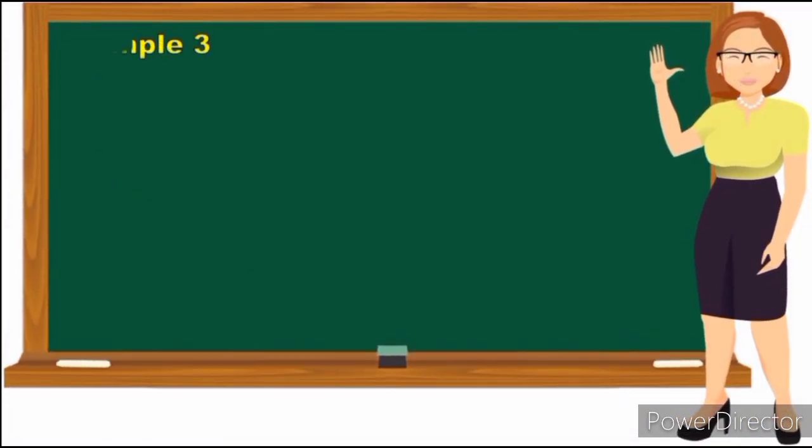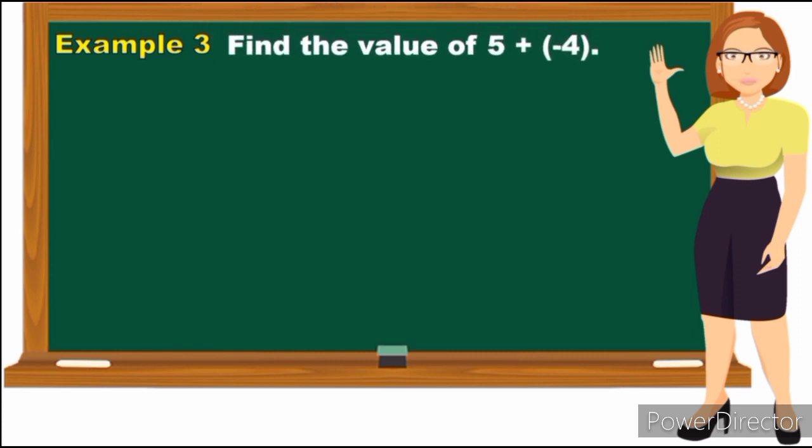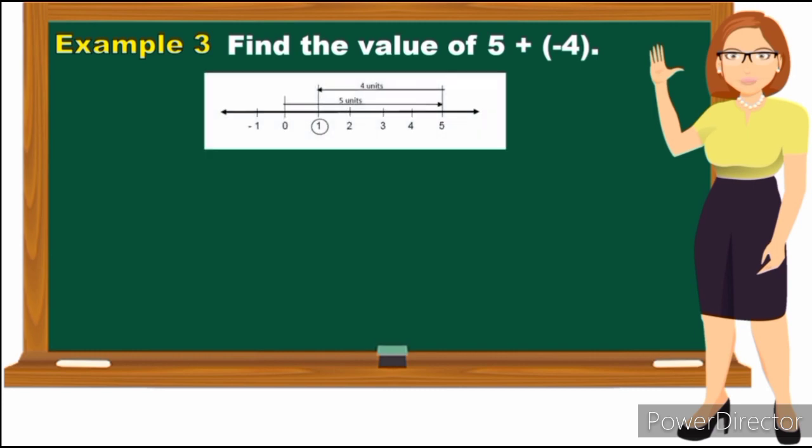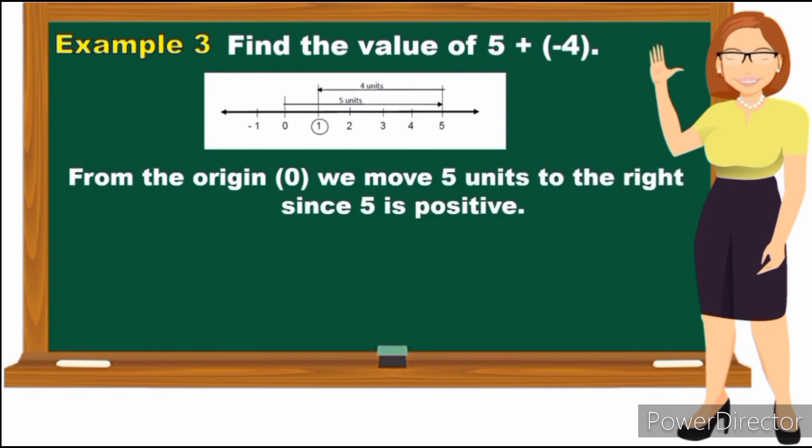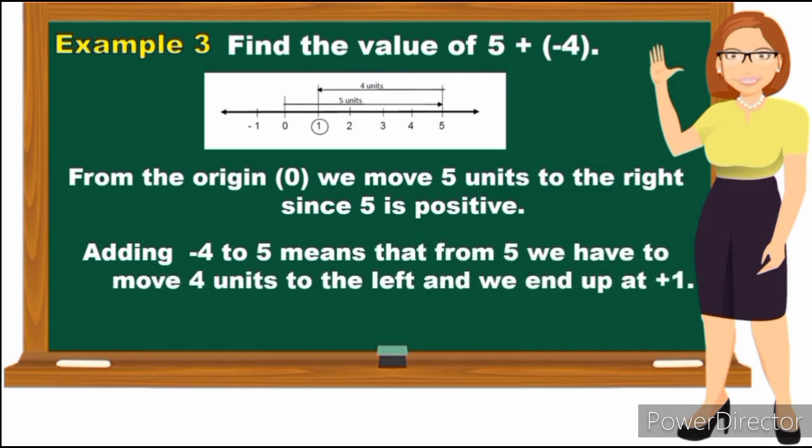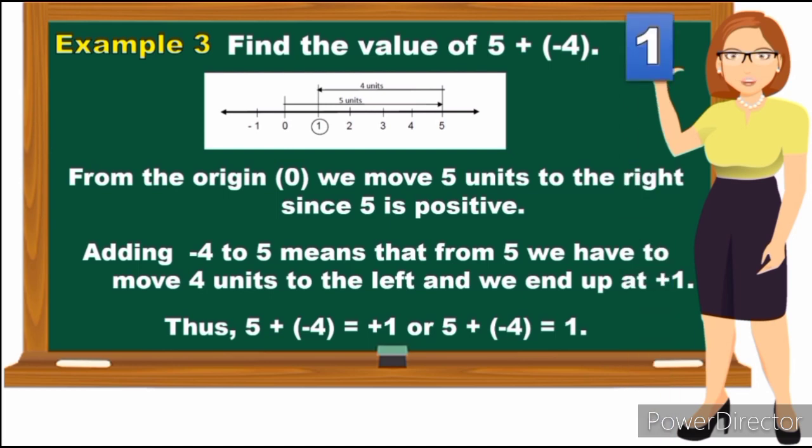Let's proceed to example number 3. Find the value of positive 5 plus negative 4. Now look at the number line. From the origin, we move 5 units to the right since 5 is positive. Adding negative 4 to 5 means that from 5, we have to move 4 units to the left and we end up at positive 1. Thus, 5 plus negative 4 is equal to positive 1, or simply 1. Our sum is correct, positive 1 or 1.